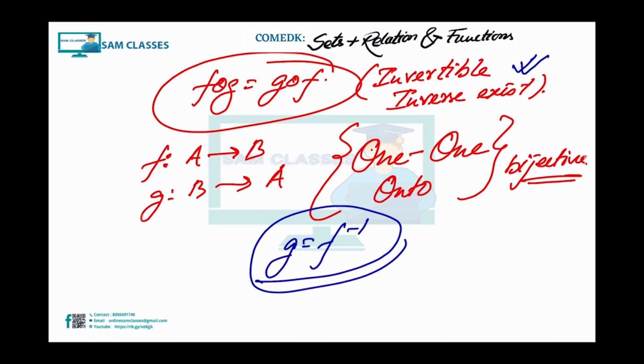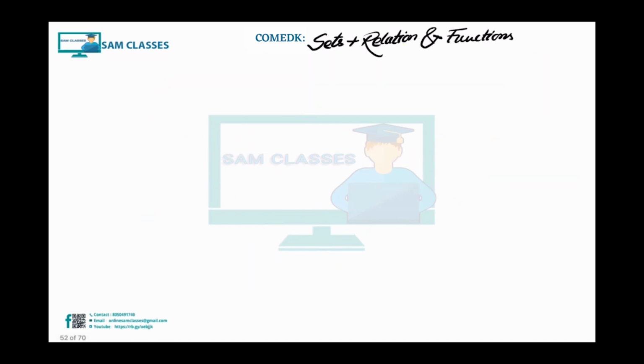In the PU and all, we had very lengthy questions like 5-mark questions, and it comes every year. But here we are not going that much in depth. We'll see how to solve the questions of fog and gof or inverse in a much simpler manner when we'll be doing the PYQ section.